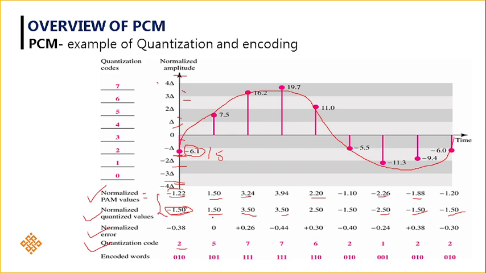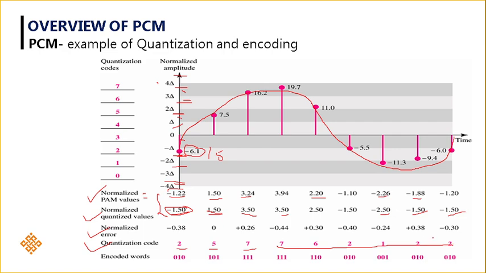Similarly, 1.50 lies between zone 1 and 2. So somewhere here, the midpoint is this one, it is 5. And 3.50, the midpoint between 3 and 4, somewhere here, it is 6. 3.50, sorry, here it is 7. Similarly, 3.50 lies between 3 and 4. Here again it comes 7. So like that, you assign the quantized codes for all the values.